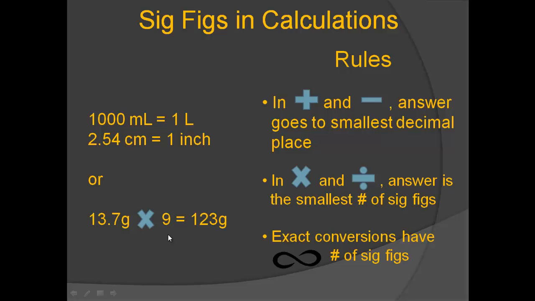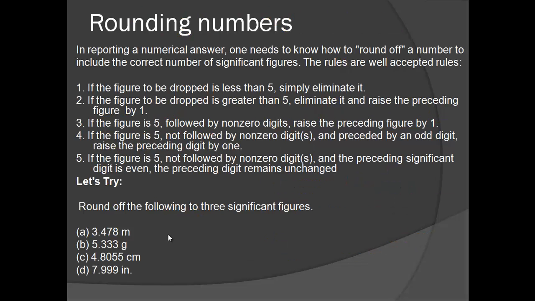So in other words, when you do calculations, you only take into account measured values when you're trying to calculate your significant figures. Okay, now I want to talk about rounding numbers. It's very important that you know how to properly round off numbers. A lot of you know the basic rules, but some of you might not know the last 2 rules that we're going to talk about.